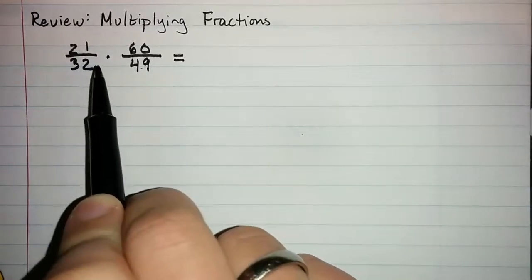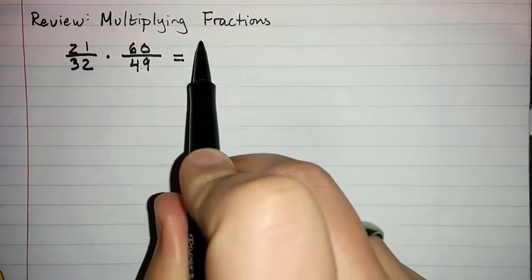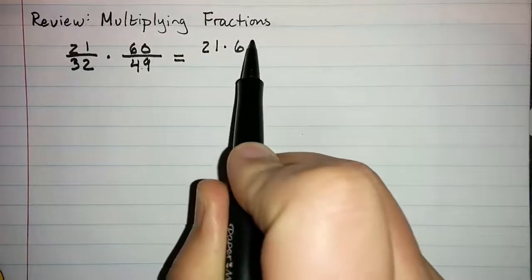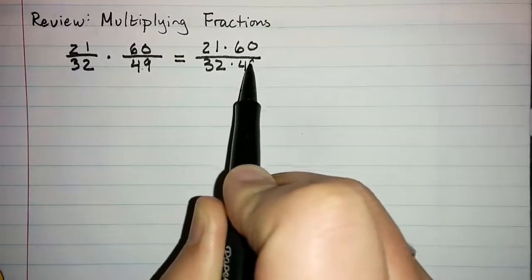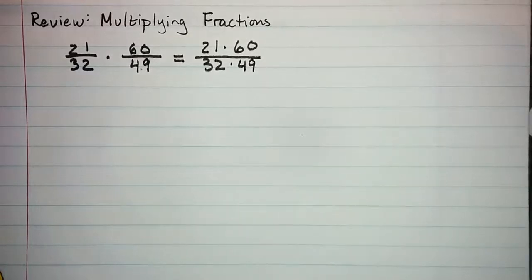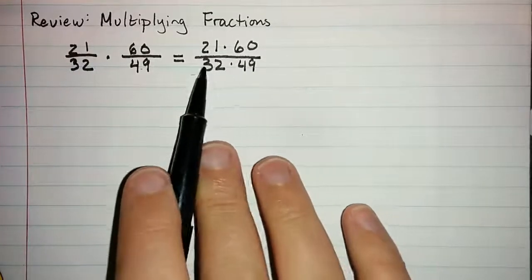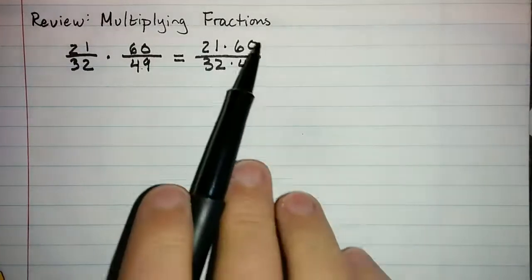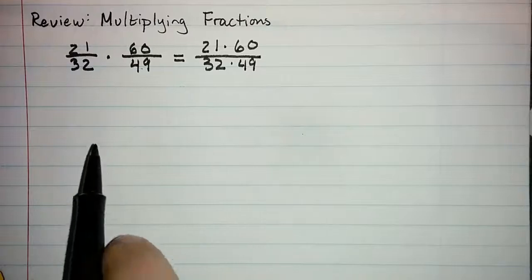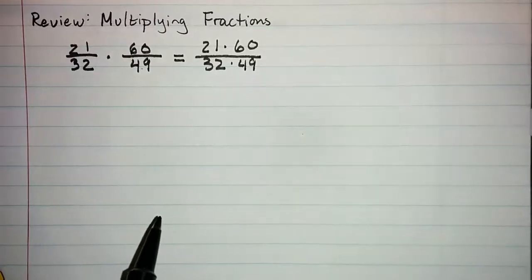But pay careful attention to how I write out this next step. I'm going to write this as 21 times 60 over 32 times 49. Now, why did I do that? The reason that I didn't carry out any of this multiplication is that my next step is going to be to simplify this answer. And so I'm going to want to factor my numerator and denominator. I might as well take advantage of the fact that they're already partially factored.